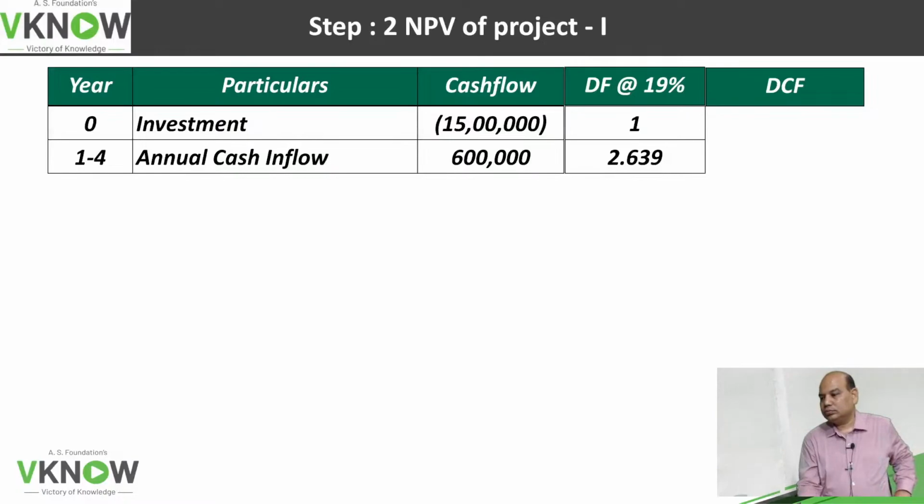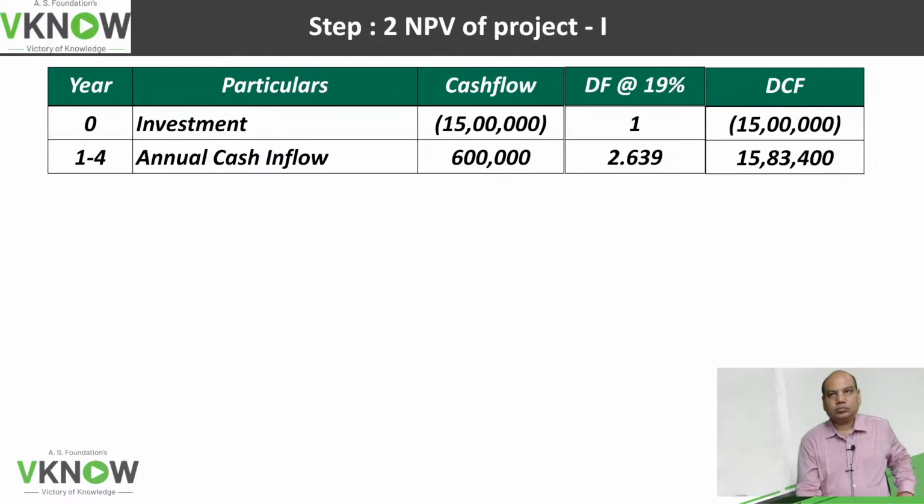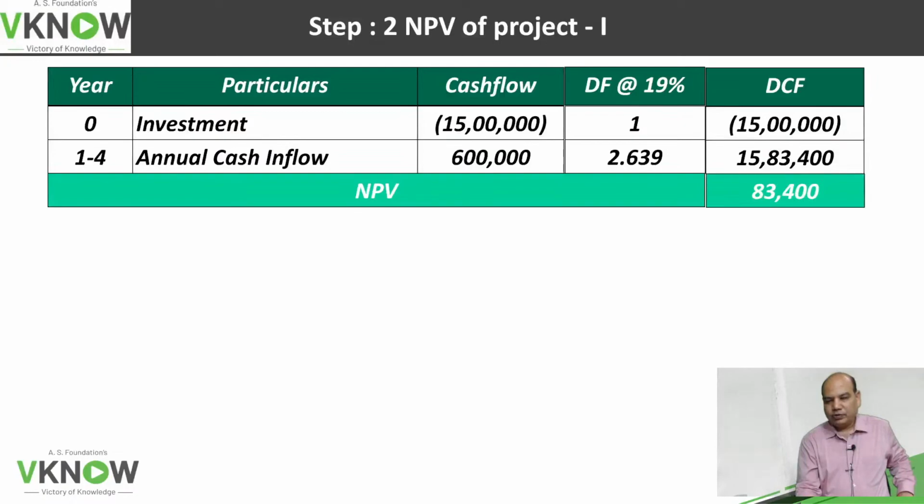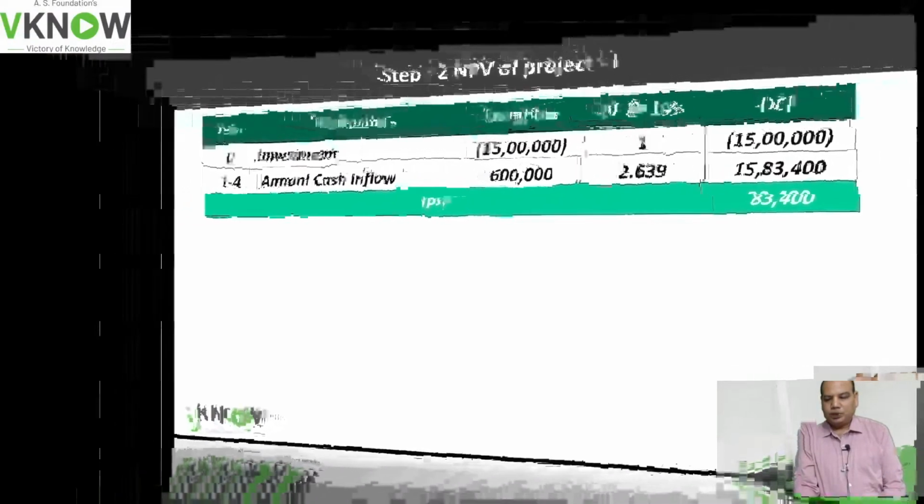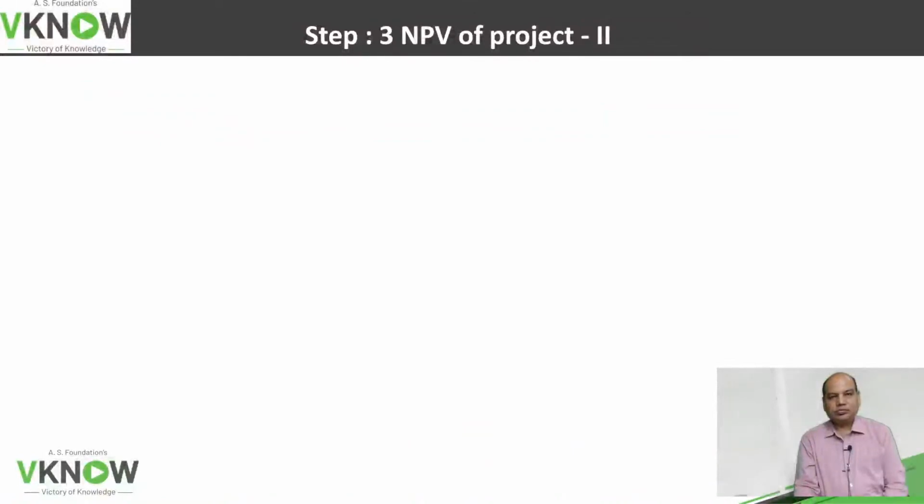What is the answer? 15 lakh... 1,583,400 total, so NPV is 83,400. Step 3, NPV of project 2.